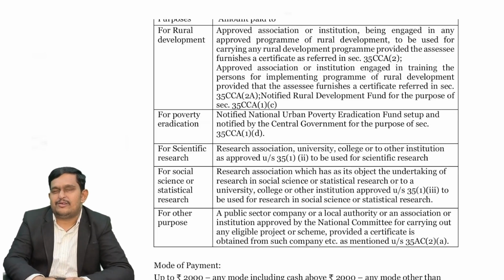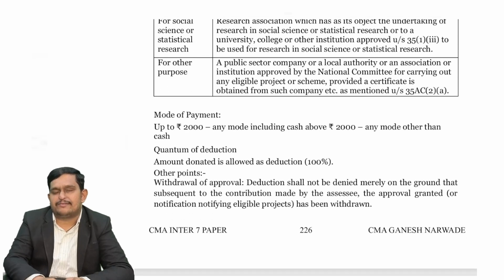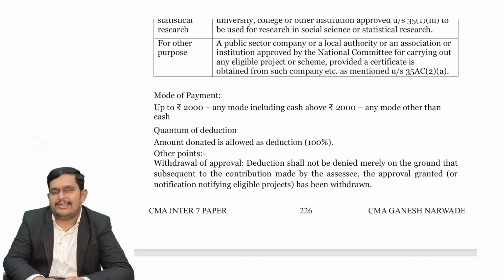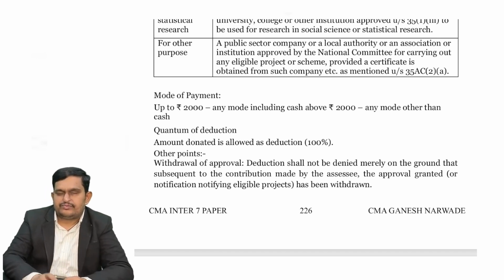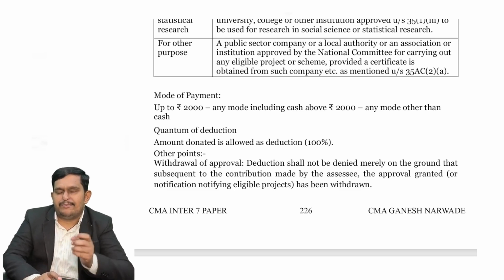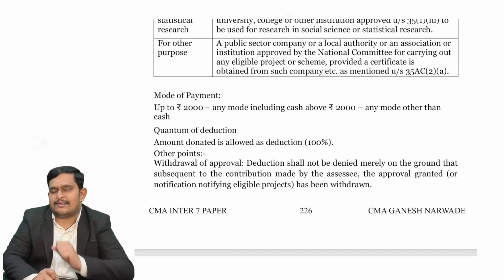How much deduction? Obviously, 100% of the amount donated, you will get deduction. But here there is a catch. They said, if you are donating up to rupees 2000, then you donate anyway, your choice. It may be in cash, it may be account payee cheque, no problem. You will get deduction. But the payment should be up to rupees 2000. Then you can even pay in cash and still get the deduction.